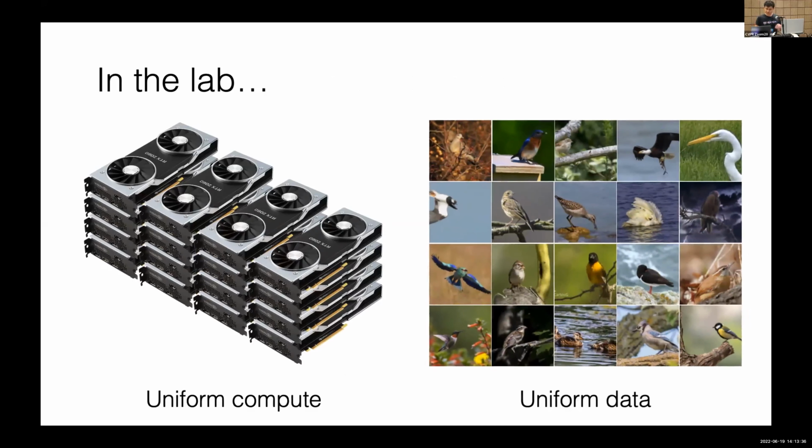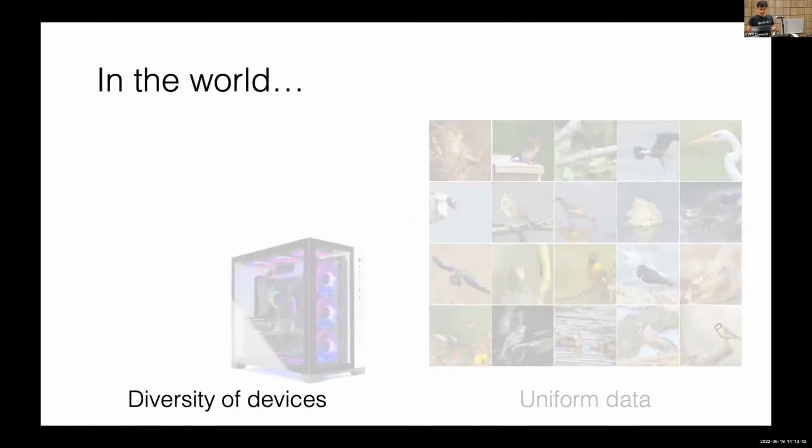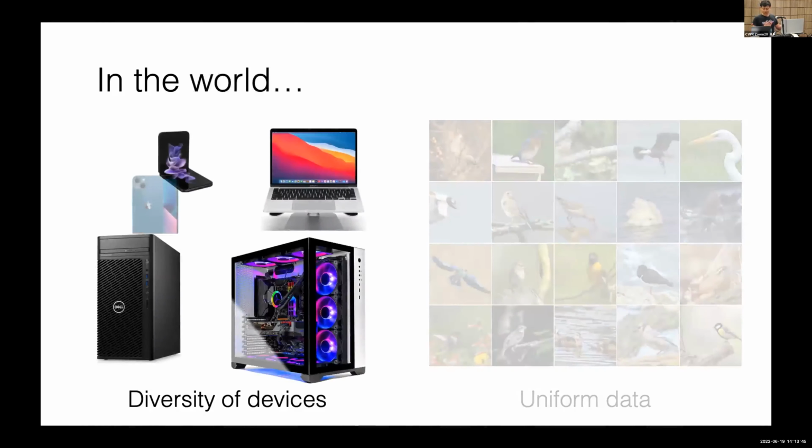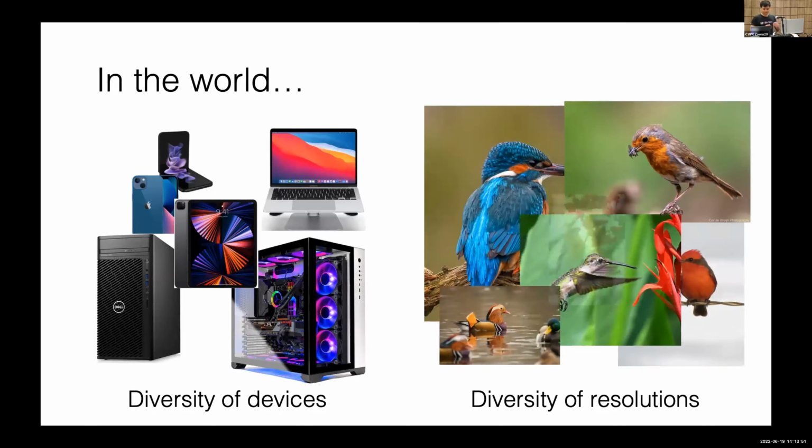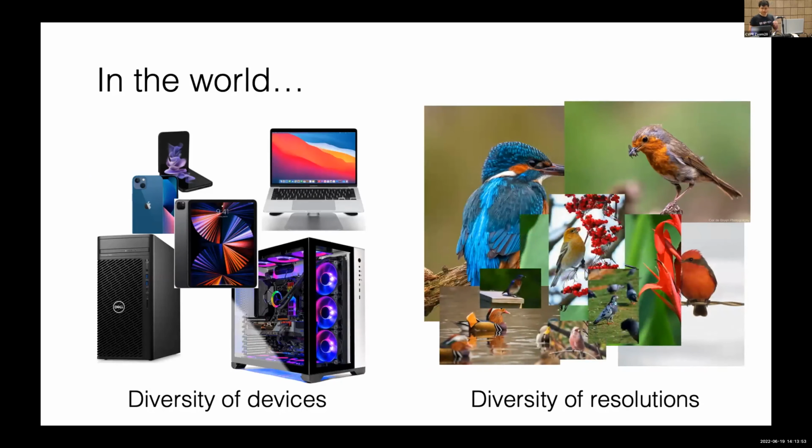But if we zoom out just for a second, we see that our algorithms are really looking at an artificially homogeneous slice of the world. In the world, there's really a much larger diversity. There's a diversity in the types of devices that users are actually using, and images come in all different shapes and sizes. And by not accounting for this, our algorithms are missing out.